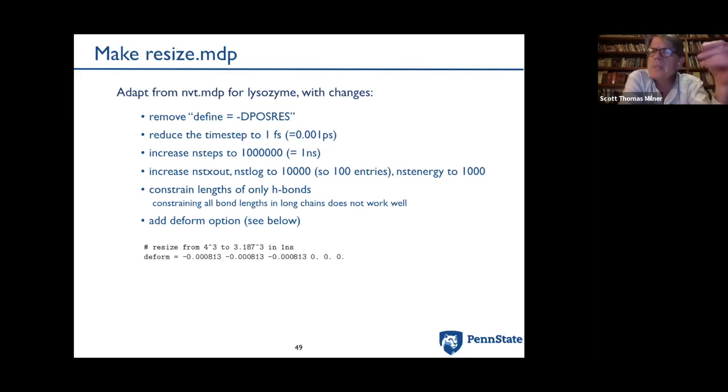Here we change the time step because we're not going to constrain all the bond lengths, so we can't quite run as fast. So we change it to a femtosecond from 2. We got to run more steps because it's going to go a nanosecond, so we increase that. And then to keep our output files from getting enormous, we don't save position information or log information quite as often. You typically want about 100 frames in your movie and 100 reports in your log file, no matter how long your run is. So that's what we do. And then we add this deform option.